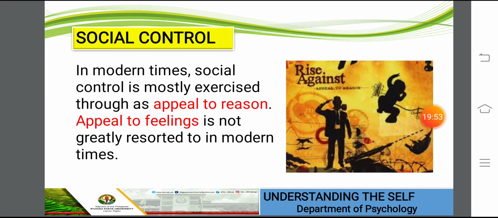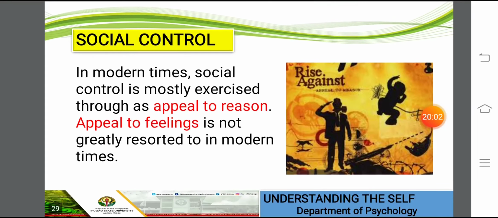Sometimes the Interagency Task Force for COVID, IATF, release standards or health protocols which are according to appeal to reason or rationality. But then sometimes they should also consider appeal to feelings. That they could only do this through bottom up decision making.